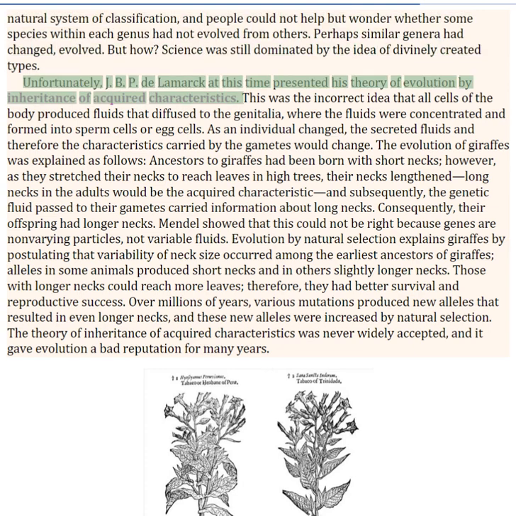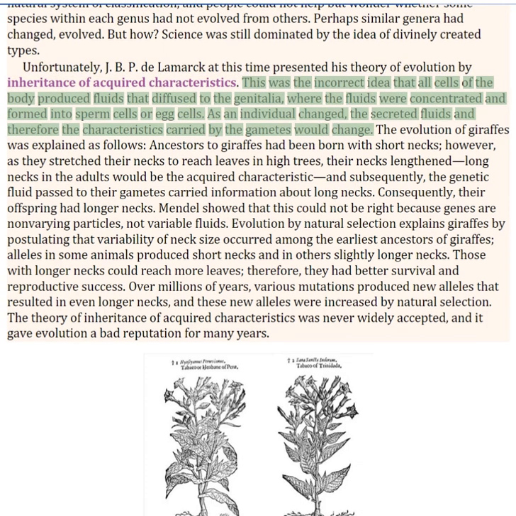Unfortunately, J.B.P. de Lamarck at this time presented his theory of evolution by inheritance of acquired characteristics. This was the incorrect idea that all cells of the body produced fluids that diffused to the genitalia, where the fluids were concentrated and formed into sperm cells or egg cells. As an individual changed, the secreted fluids and therefore the characteristics carried by the gametes would change.